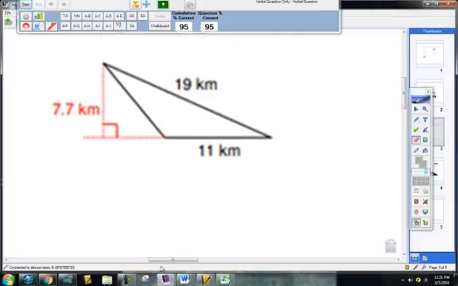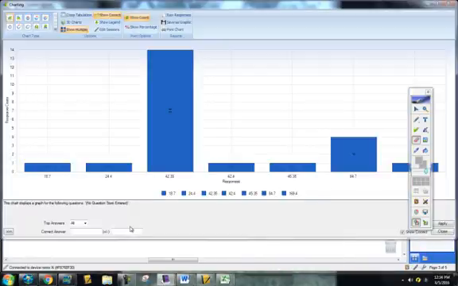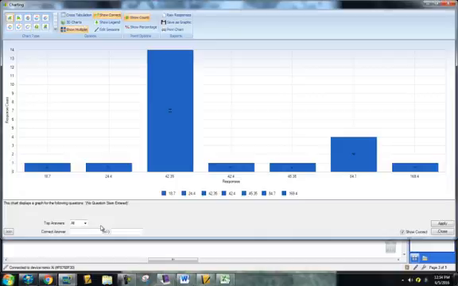Go ahead. Find the area. Is there still 3 points here? Yes. So here is our answer to that question. The correct answer was 42 and 35 hundredths.